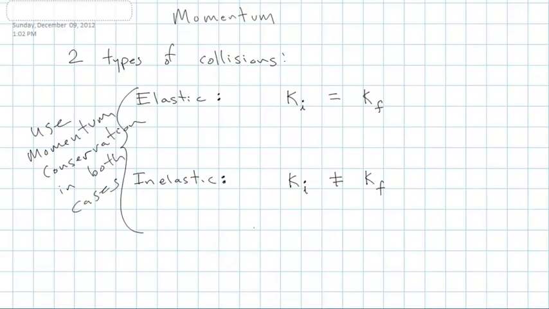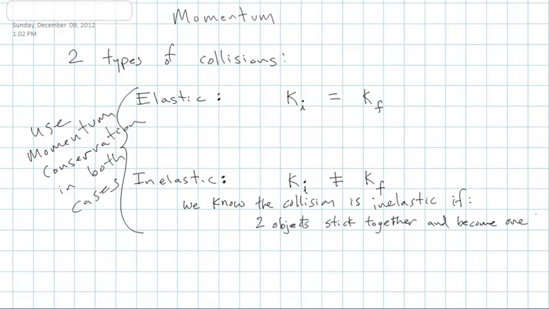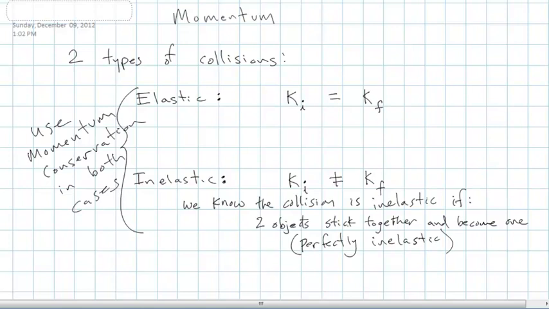For inelastic collisions, how do we know it's inelastic? Well, if two objects stick together and become one, there's a special name for that. When objects stick together and become one, it's called perfectly inelastic. So in that case, we know for sure that the collision is inelastic. Anytime you have two objects or more hitting each other, sticking together, and becoming one, we know for certain we're dealing with an inelastic collision. Kinetic energy initial will not be the same as the kinetic energy final because there's deformation, and deformation transforms energy from mechanical energy into heat and sound and other things that we cannot account for.